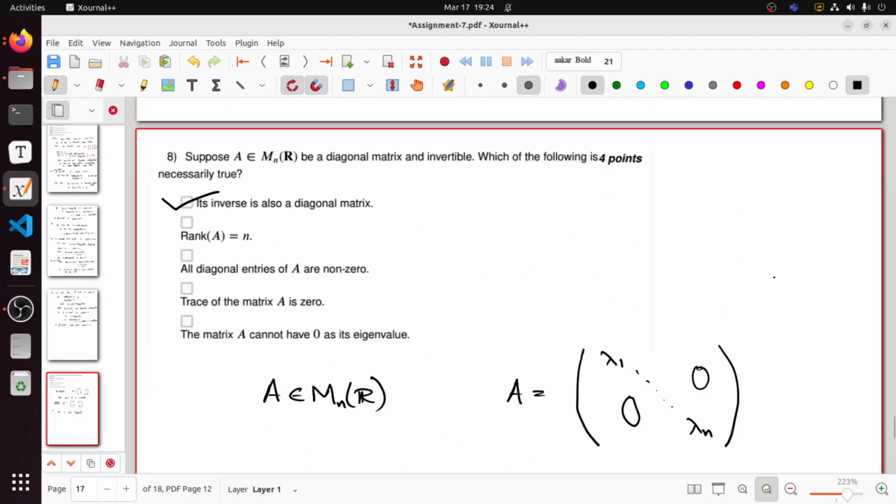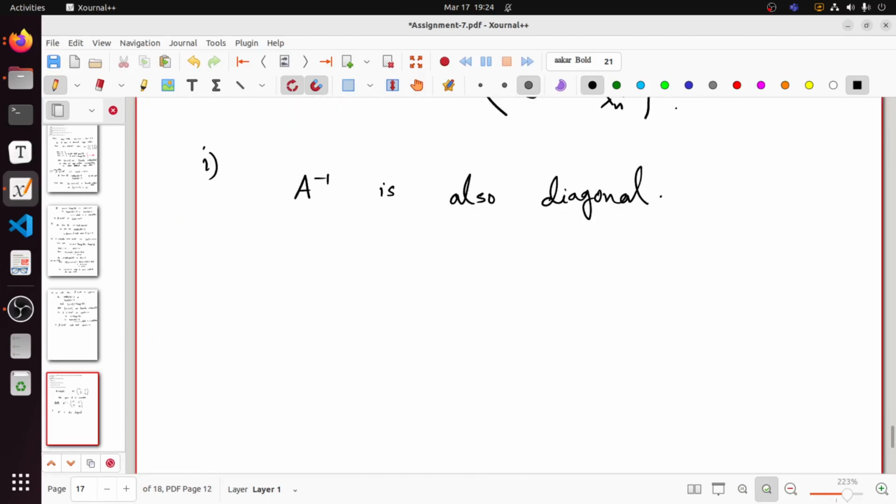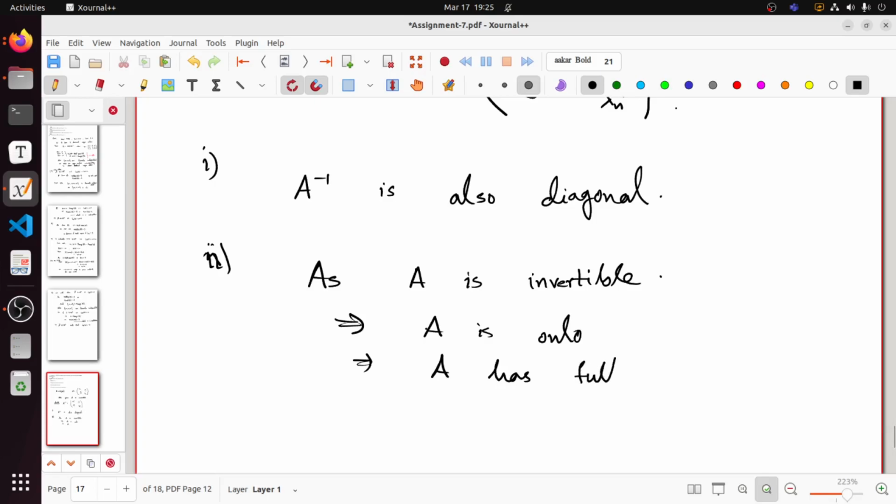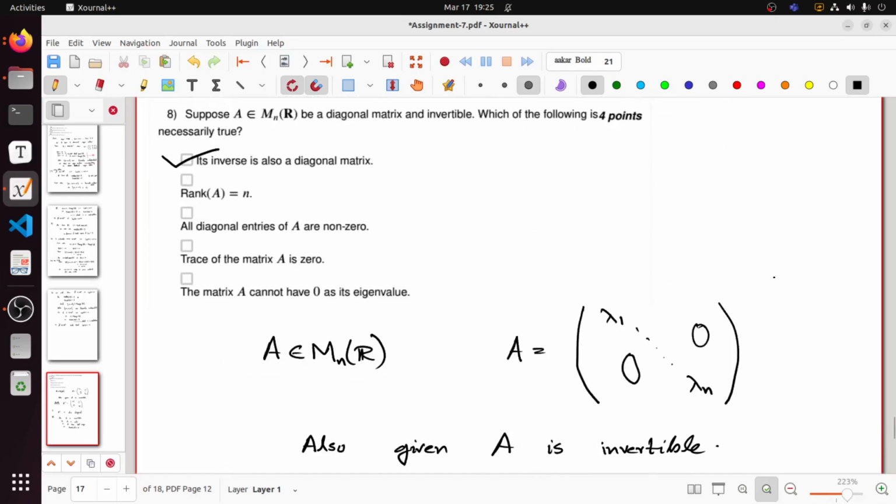Rank of A is n, because A is invertible, so rank is n, right? As A is invertible, which implies that the rank of A is n. Invertible means it is onto, so it has full range. Range is the full space, so it means rank is n, right? Which implies A is onto, which implies A has full range. Implies rank of A is n, because A is an n cross n matrix, right? So option number 2 is also correct.